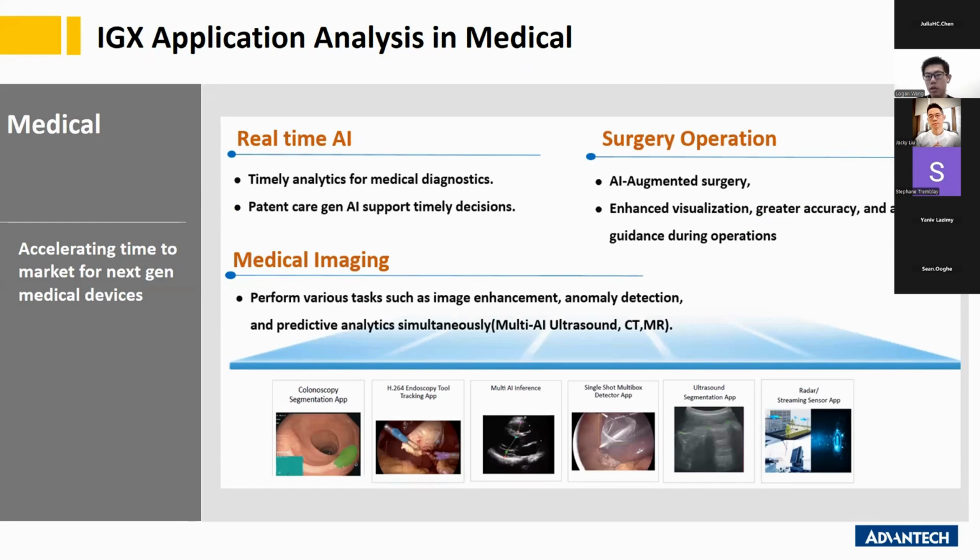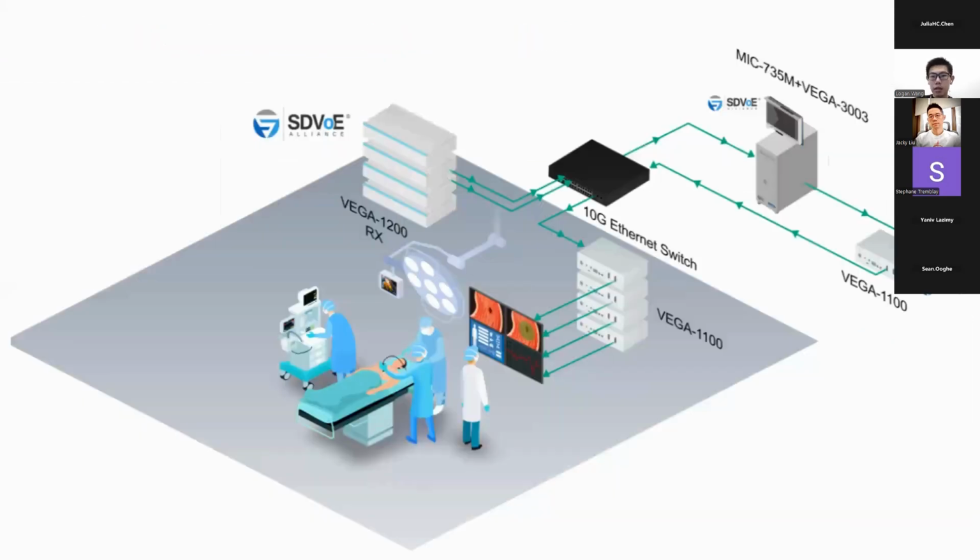Okay, so think about some of the applications. For the medical, there are maybe three sub-aspects for real-time AI. That's for patient care, generative AI, so conversation with some of the future doctors. And the second part is surgery operation for augmented surgery and medical imaging, like some anatomy detection. And this is one of our proofs of concept with Chang Gung Hospital.